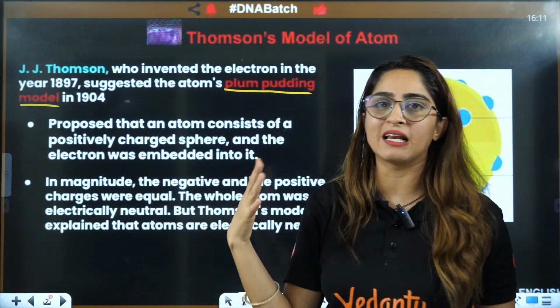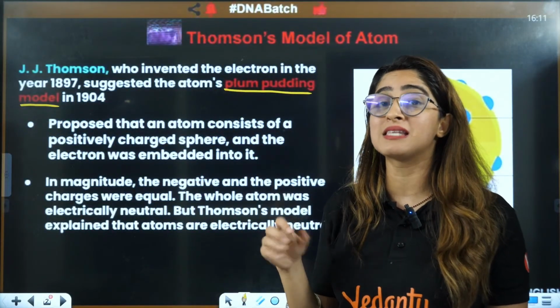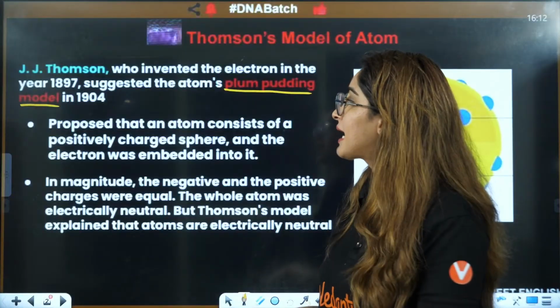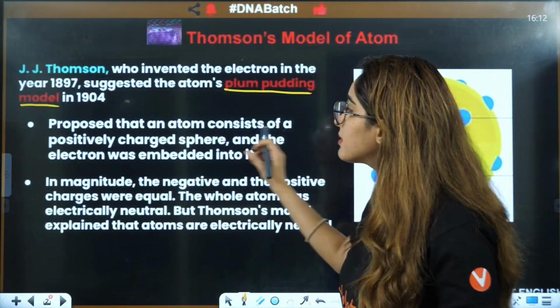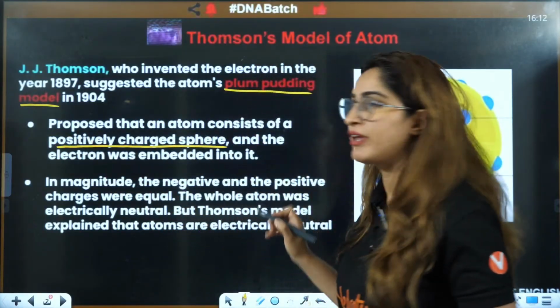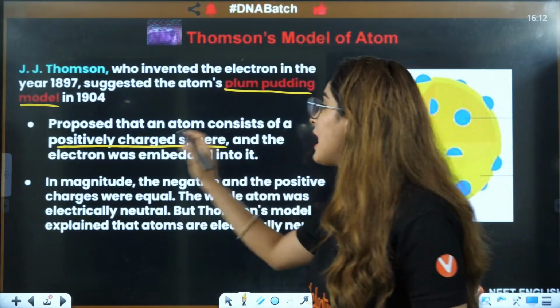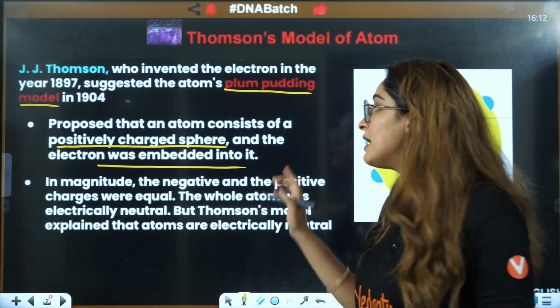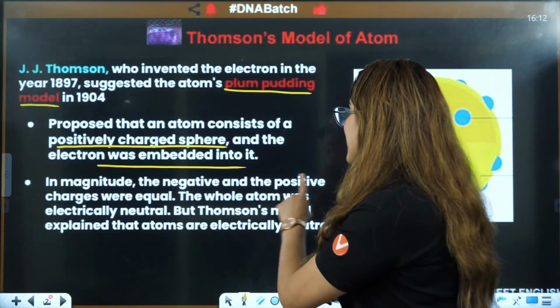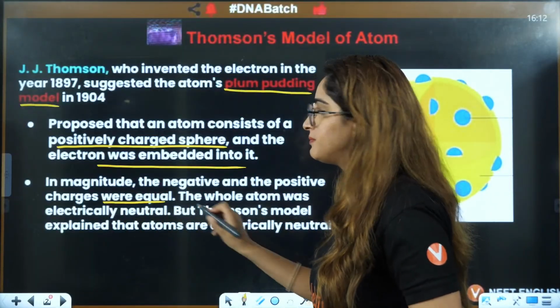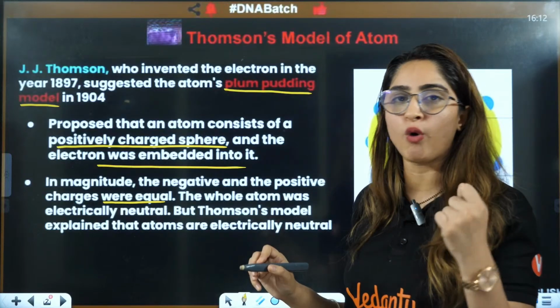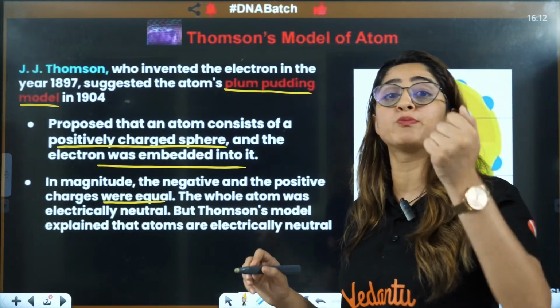This is a little bit of an English name: the plum pudding model. You can say watermelon model, right? It proposes that an atom consists of a positively charged sphere, like the red part, with electrons embedded in it. In magnitude, the negative and positive charges must be equal, and they are opposite to each other.